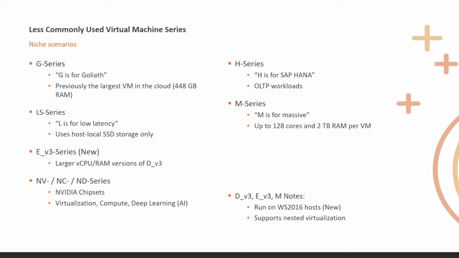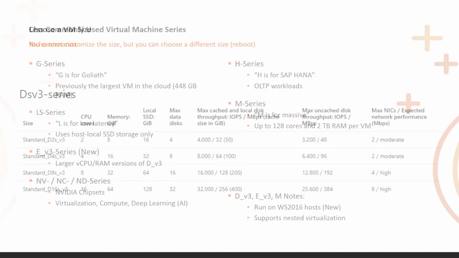Now, a couple of interesting things about the DV3, the EV3, and the M series. They all run on Windows Server 2016 hosts, so the same Hyper-V we get in Windows Server 2016 when we purchase it. And they all support nested virtualization. So you can run your own Hyper-V farm on the Hyper-V hosts in Azure if you want. Now, I wouldn't recommend that for production systems, but it's great for test, dev, demo, whatever you want to do in that case. The real use case for it is actually something called Hyper-V containers.